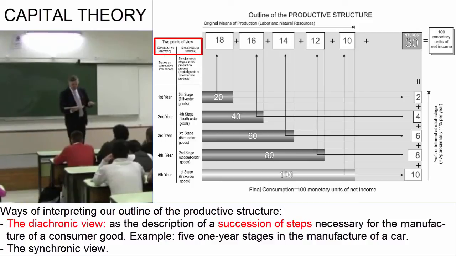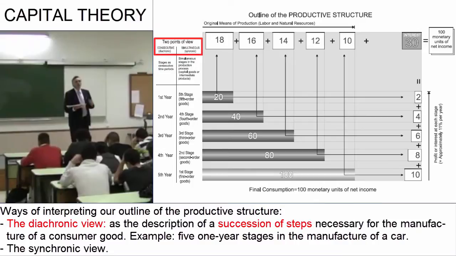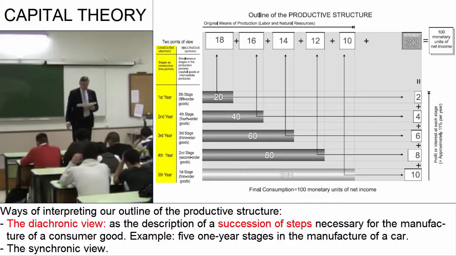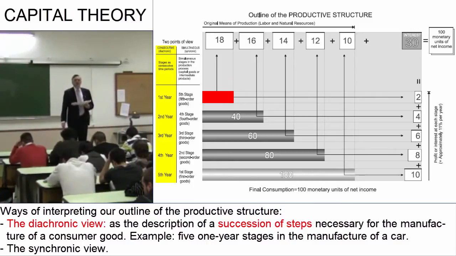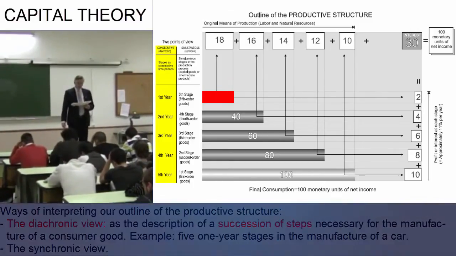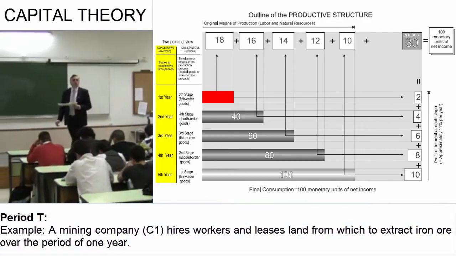At the left-hand side of the chart, we see that there are two possible ways of interpreting it. There is the diachronic view, which depicts 5 successive stages. Note that the stage corresponding to the first year, and the shortest bar above, is the stage furthest from the final consumer good. We will suppose that this stage corresponds to the extraction of iron ore from mines.